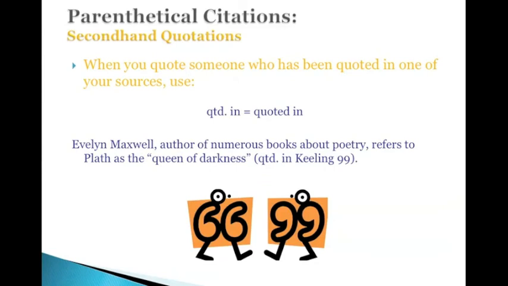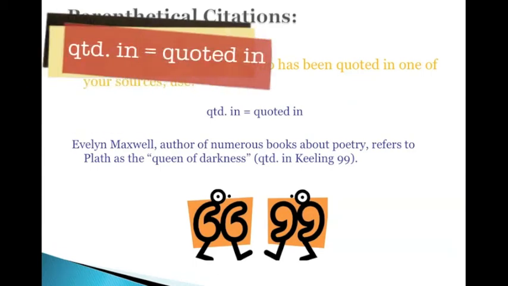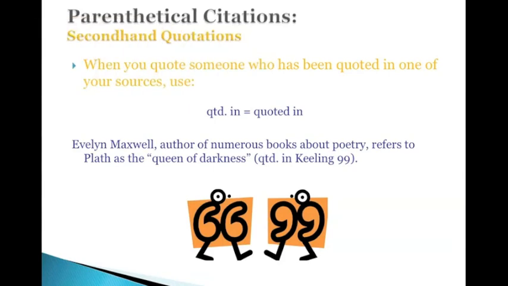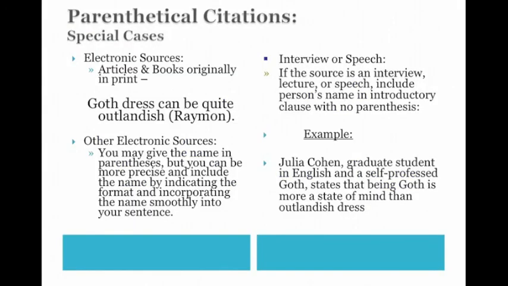Parenthetical citations and secondhand quotations. When you quote someone who has been quoted in one of your sources, use the abbreviation qtd. in, which stands for quoted in. The quote used at the bottom was quoted in the text that the student referred to. In this instance, she cannot give credit to Keelan, but has to let her audience know that this was quoted in Keelan.